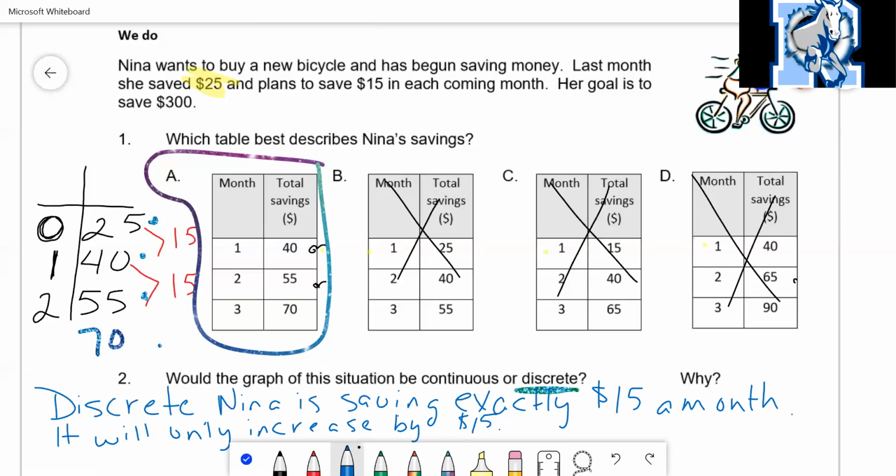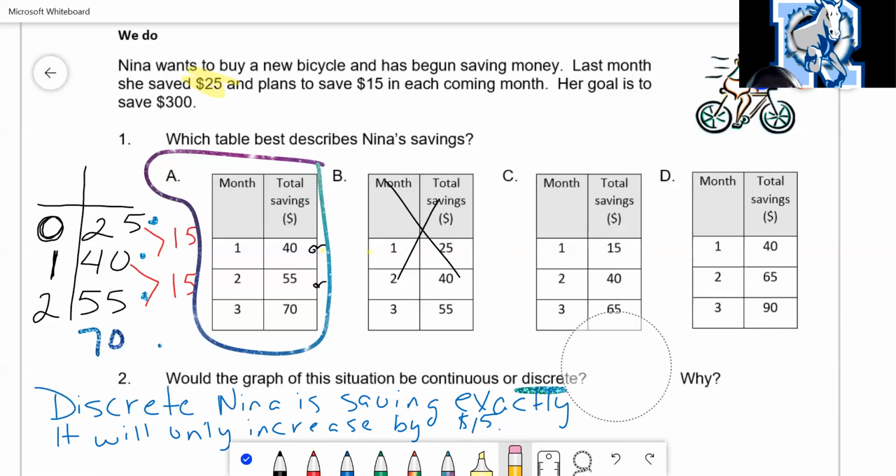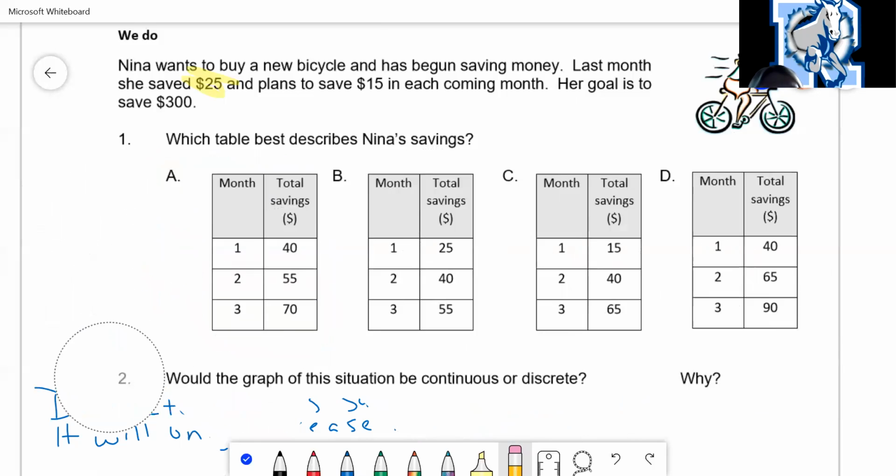So because they are specific amounts, that's what's making it discrete. Okay, so now if you don't have this down, you can pause the video, but I'm going to go ahead and erase. And then I'm going to move it down to look at the next ones.